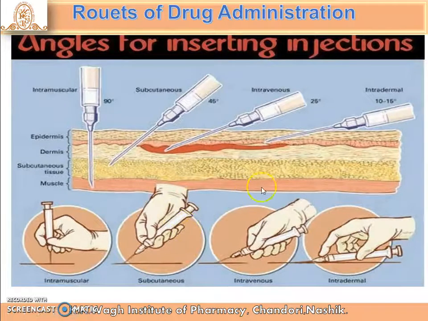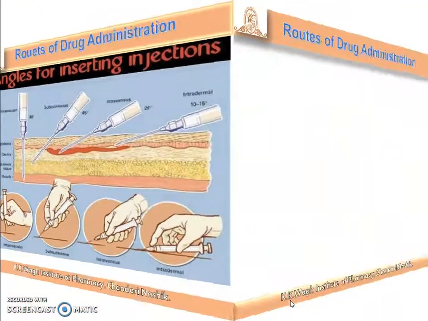This is the diagram which shows the angle for inserting injections. For the intradermal route, we require a 10 to 15 degree angle. Then intramuscular route 25 degree. Then subcutaneous 45 degree. And for the intramuscular we use the 90 degree angle for injections of a route. This differentiates how the different routes are inserted into our body.